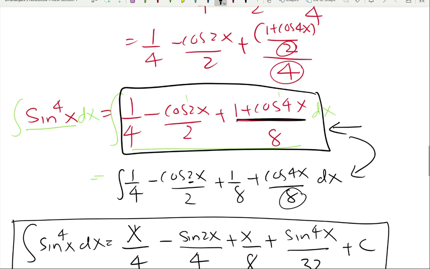So in the next video, I'm going to solve more problems involving double angle identities and integrals, and after that, I'm going to show you how to integrate trigonometric functions with at least one odd power.